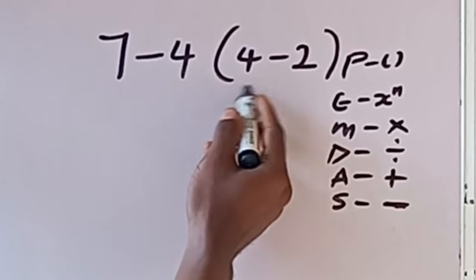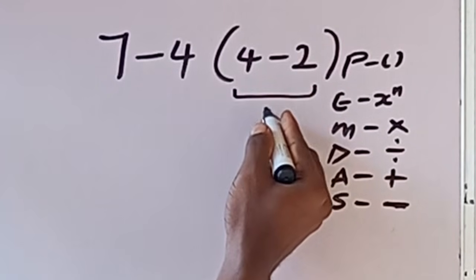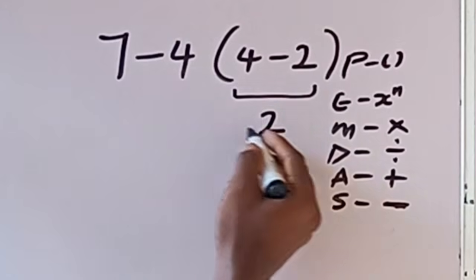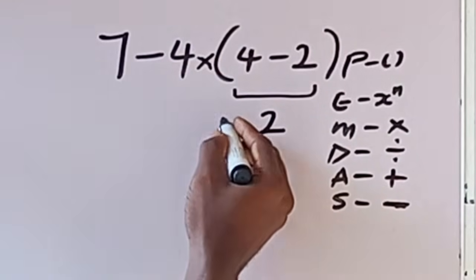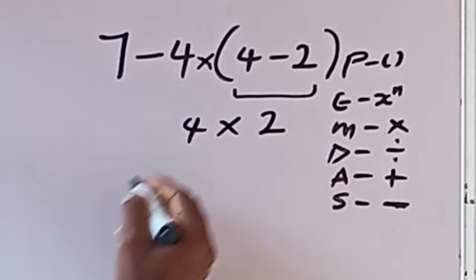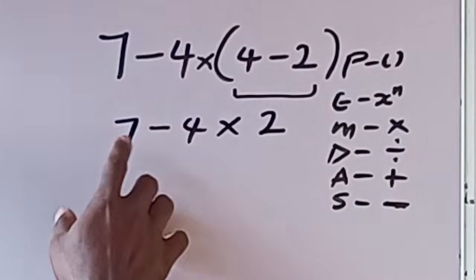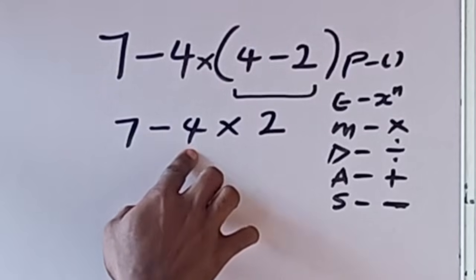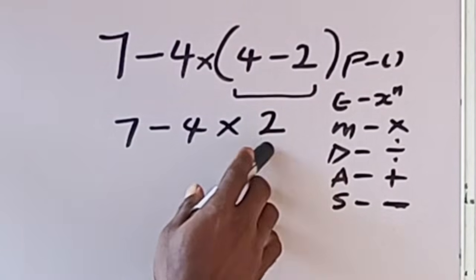So we are going to do the parenthesis first, which is this. 4 minus 2 is going to give us 2. Multiply, because a number close to a parenthesis means multiplication. So you multiply negative 4 by 2. So we are left with 7 minus 4 multiplied by 2.